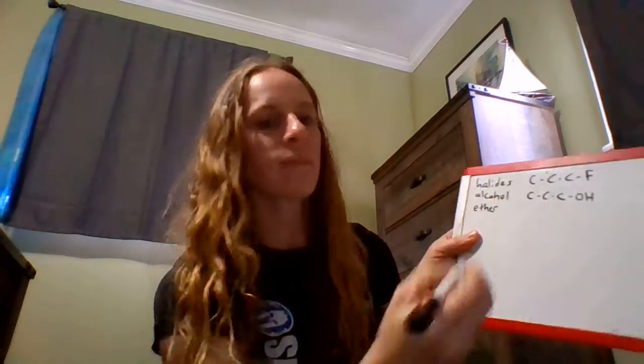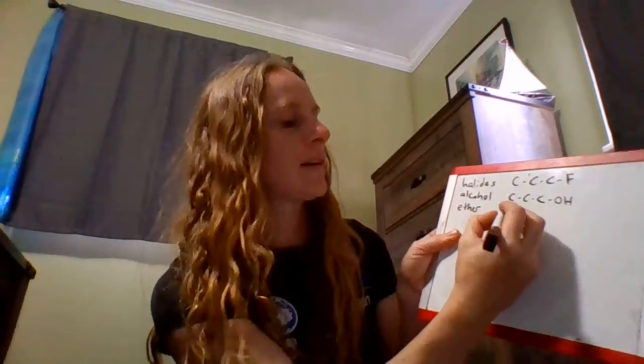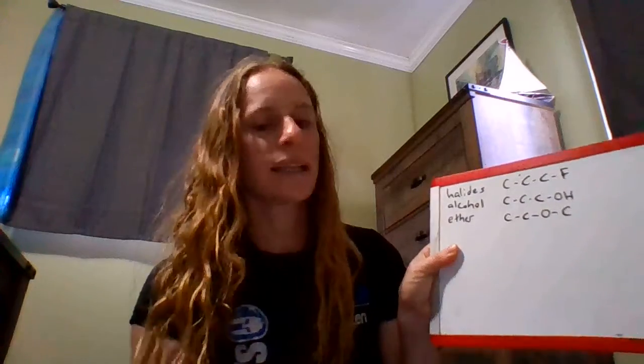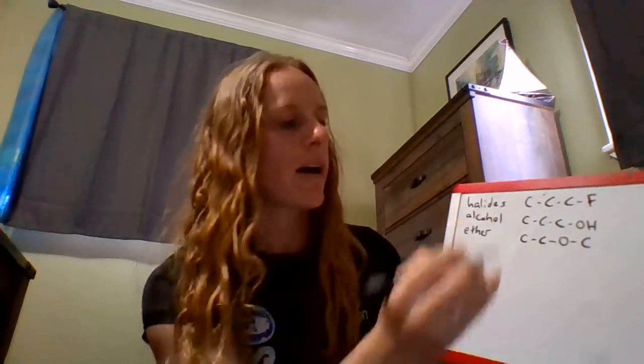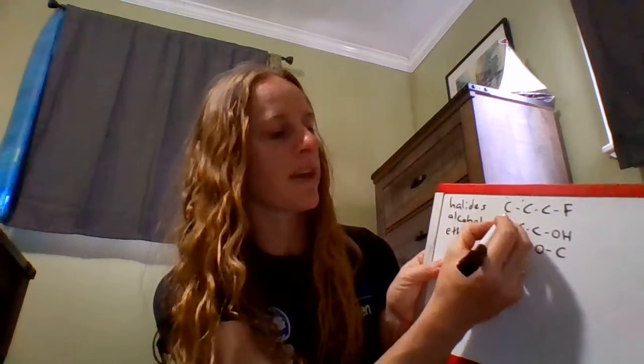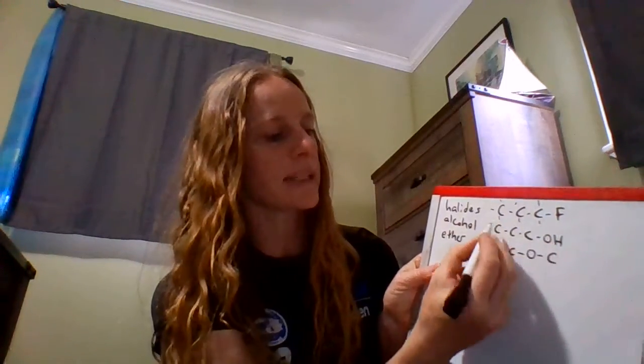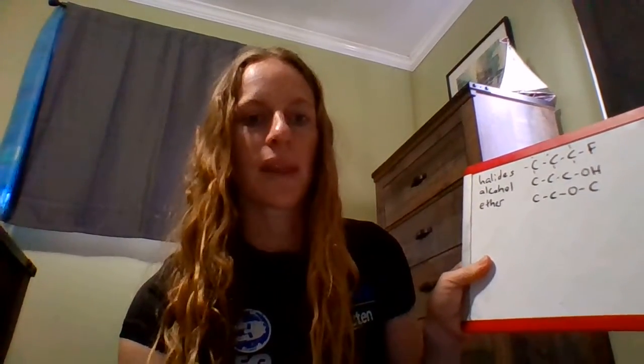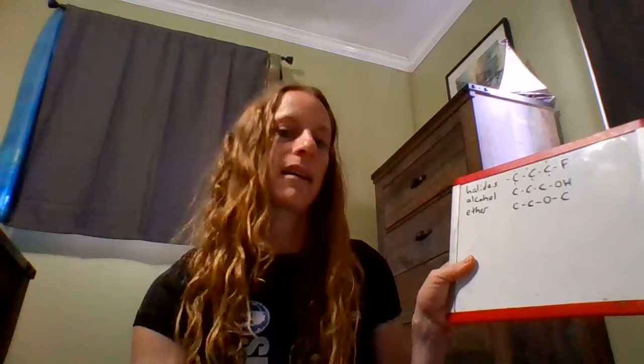Ethers have an O in the middle of the carbon chain. So let's say we have 2 carbons, then an O, then a C. You can see that I'm leaving off the hydrogens when I put it out. The hydrogens are still there. I can designate that with little lines, but it's just easier for what we're doing just to not show them. But they are there.